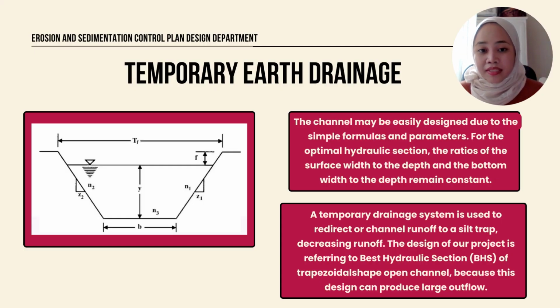Next is temporary drainage. The channel may be easily designed due to the simple formula and parameters for the optimal hydraulic section, and the ratio of the surface width to the depth and the bottom width to the depth remain constant. The temporary drainage system is used to redirect or channel runoff to a sediment trap, decreasing the runoff. The design of our project refers to the best hydraulic section, called BHS, of a trapezoidal shape open channel because this design can produce large outflow.